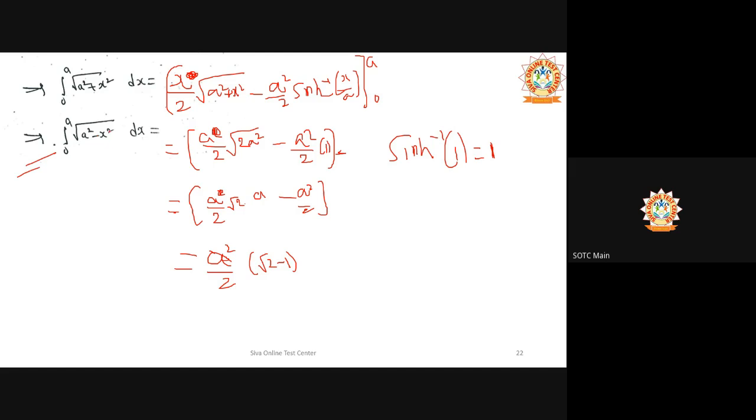Under root a square minus x square, just in the place of sinh inverse, it will come sin inverse. Tell me what you are getting. Pi by 4 into a square. Very good. Pi by 4 into a square is the correct answer, or pi a square by 4. This is your correct answer now.